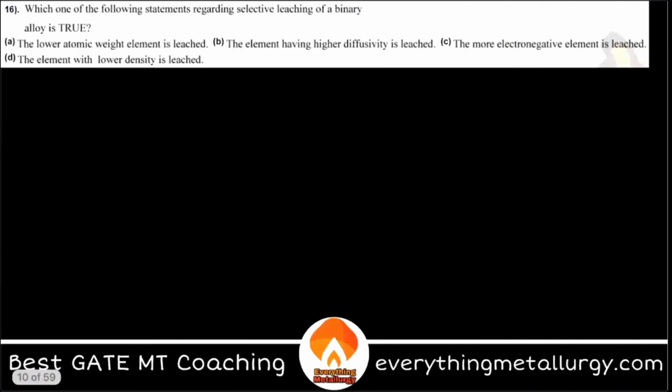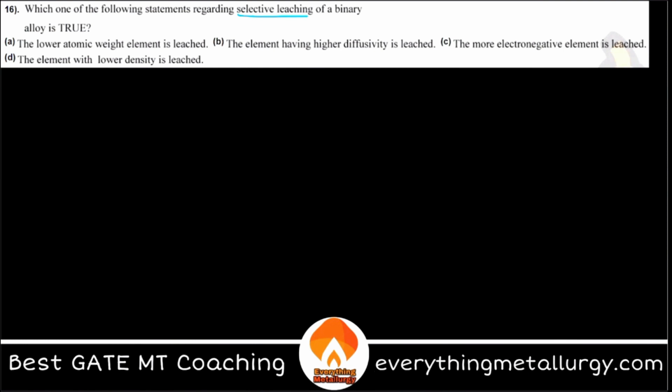Yeah, so again a theory question where they're asking about selective leaching. Okay, so which one of the following is true regarding selective leaching, right? So here we have different options for us, but before that let's see what is this selective leaching. So selective leaching is a kind of corrosion, you can say, right?